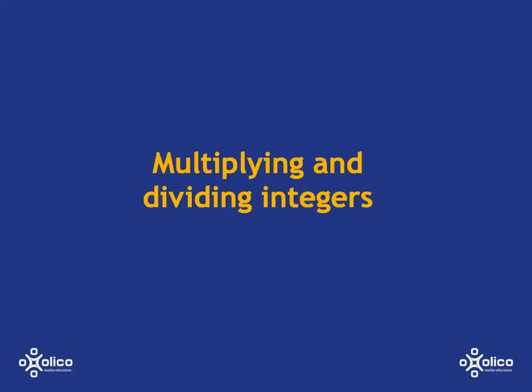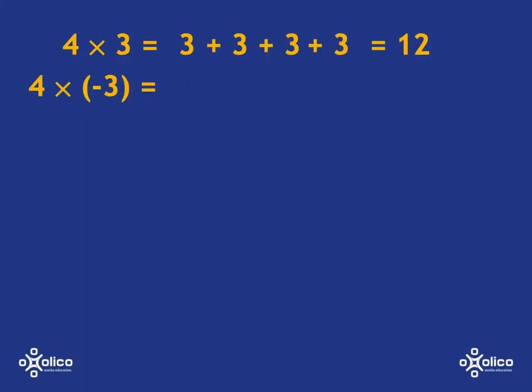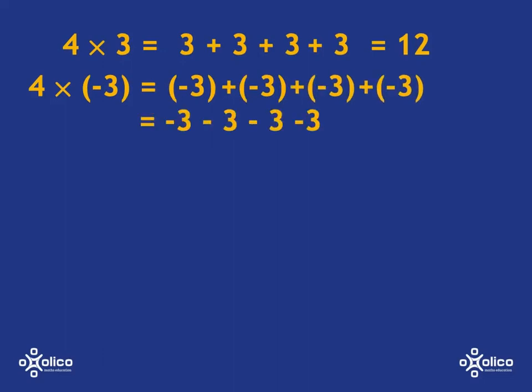Let's look at multiplying and dividing with integers. If we go back to primary school, 4 multiplied by 3 just means 4 lots of 3. And that is going to be 12. Now, 4 multiplied by negative 3, well, that's just going to mean 4 lots of negative 3. And that we know is just negative 3, subtract 3, subtract 3, subtract 3. In other words, you're at negative 3 and you keep on going further and further down. You're going to end up at negative 12.